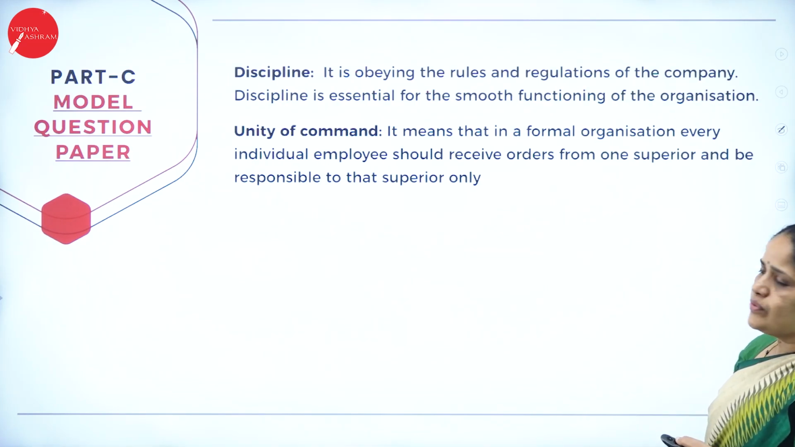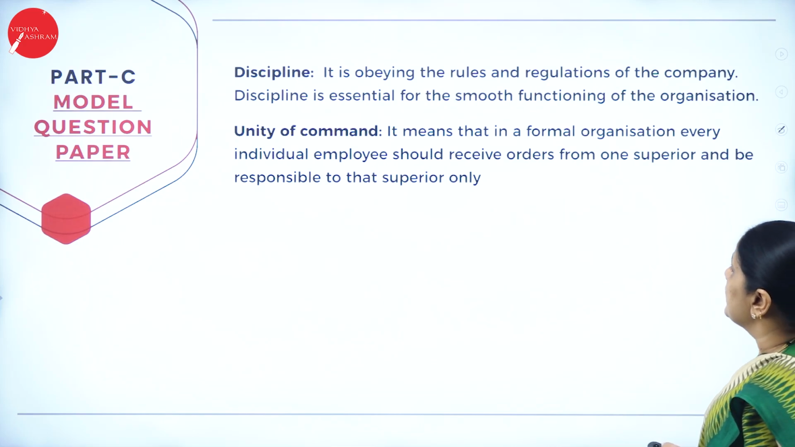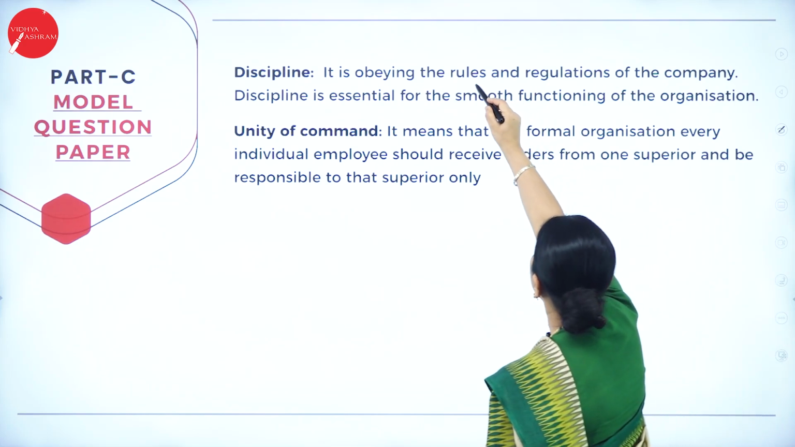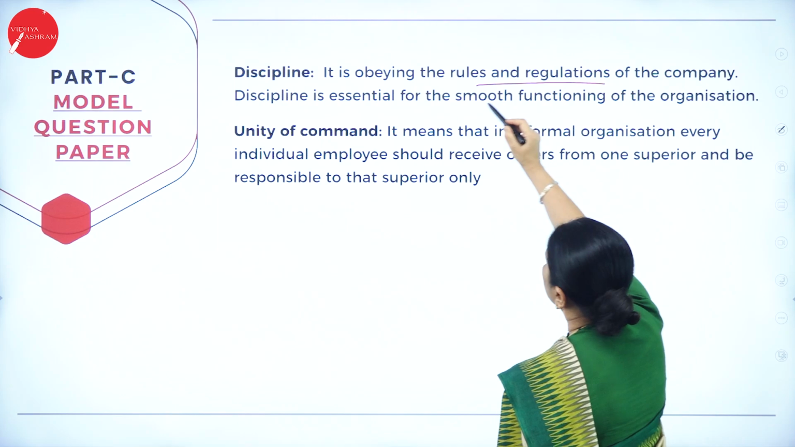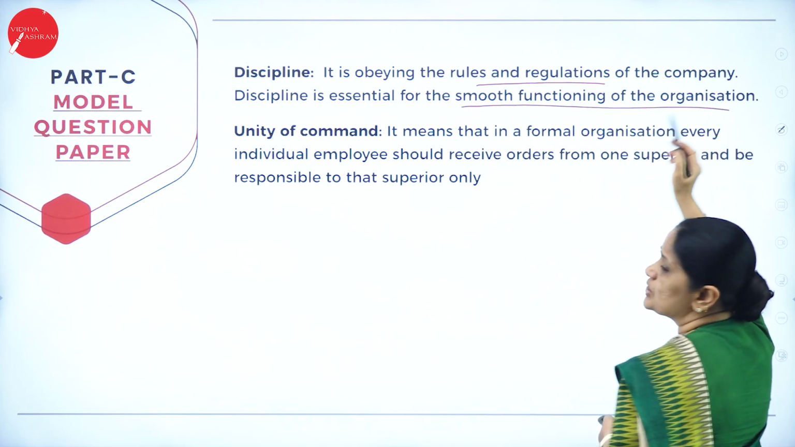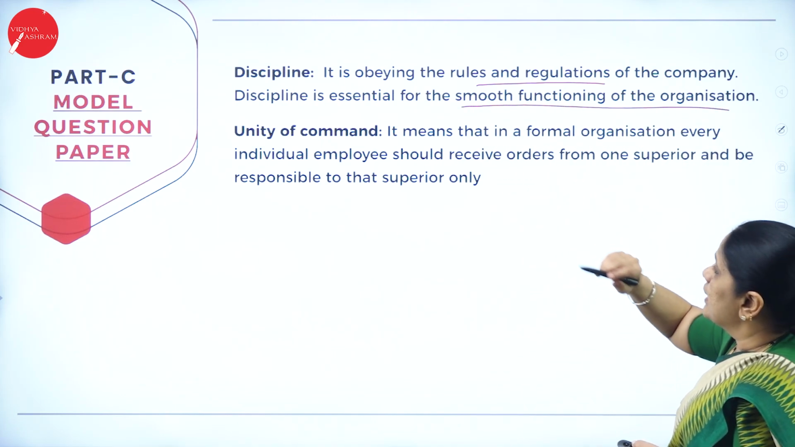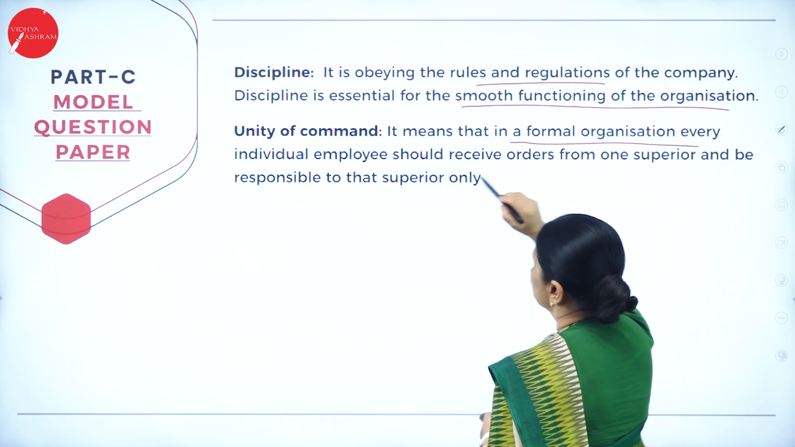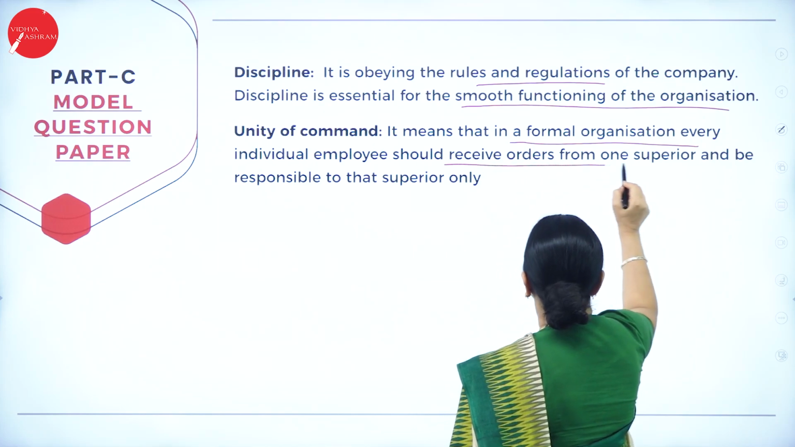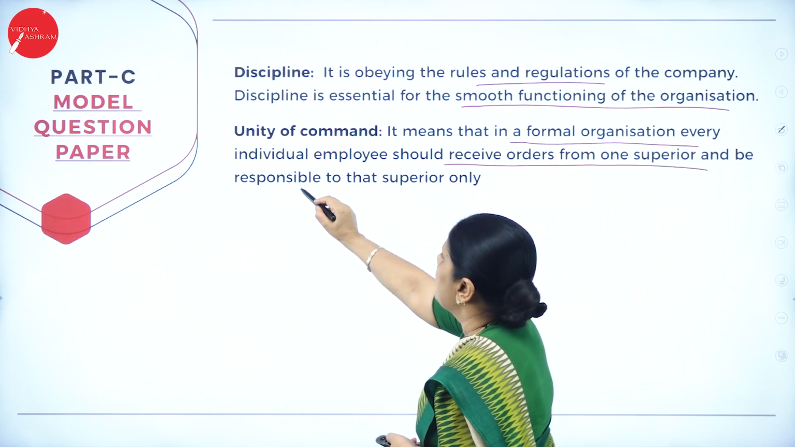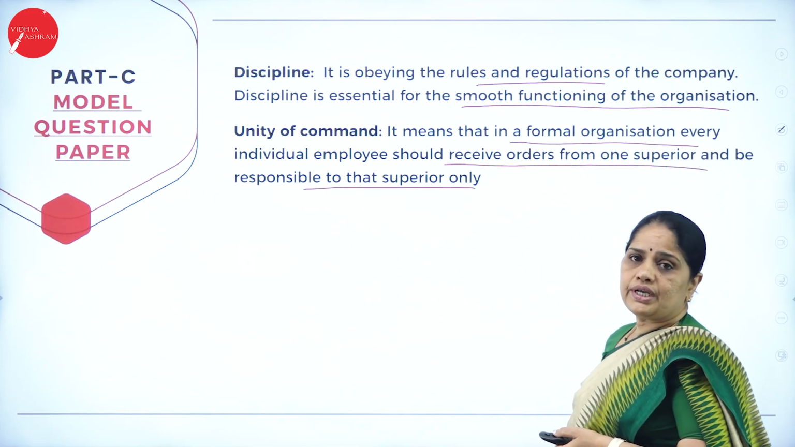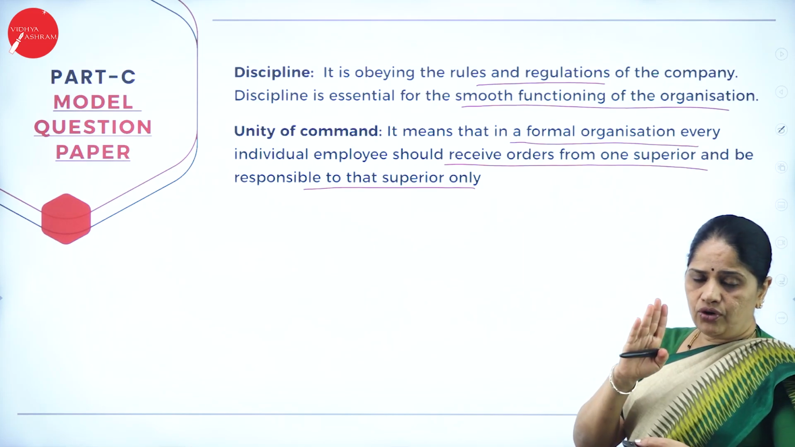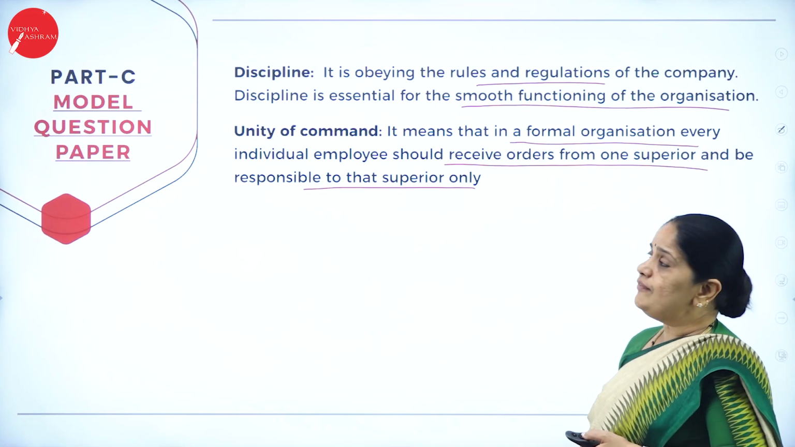Then the next principle is discipline. It is obeying the rules and regulations of the company. It is essential for the smooth functioning of the organization. Unity of command. It means that in a formal organization, every employee should receive orders from one superior and be responsible to that superior only. So these are the four principles laid down by Henry Fayol.